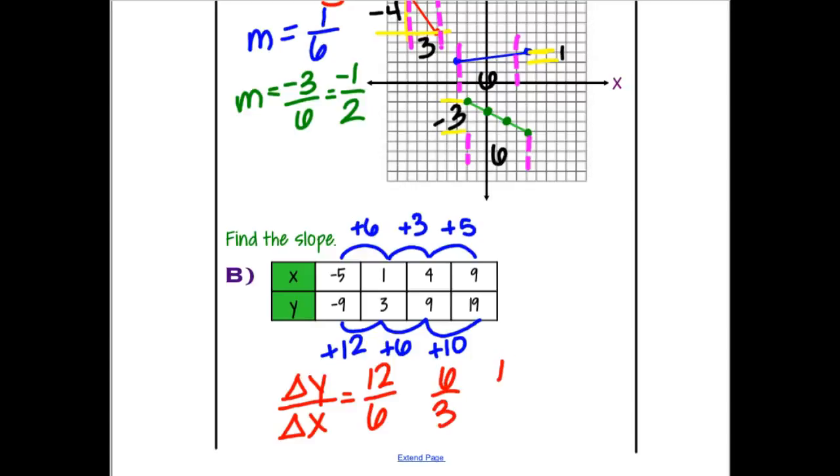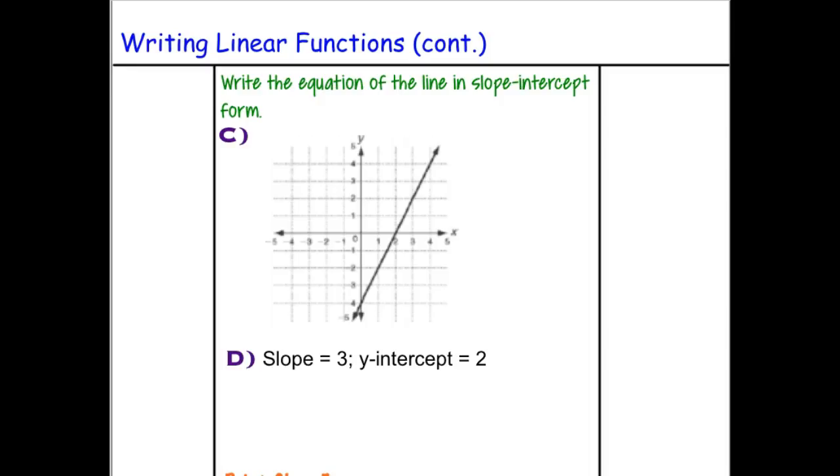The third one is 10 over 5. And what I immediately notice is that no matter which one we have, these all equal out to 2 over 1, which means that my slope is 2 over 1. So they don't have to be written the same, but they have to all be able to simplify to the same thing. Then we look at being able to write the equation from a graph.